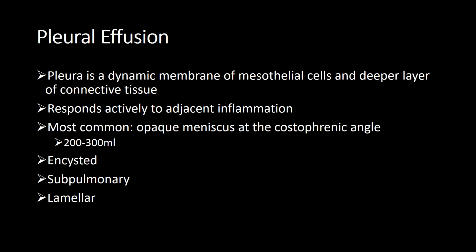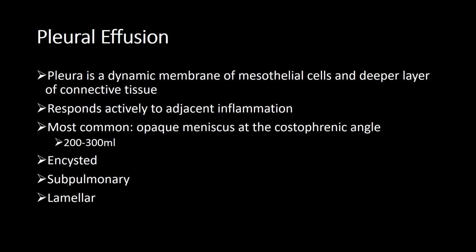Now there are several very different appearances of pleural effusions. The most common one that we see is this opaque meniscus at the costophrenic angle. However, it takes 200 to 300 millilitres before we can actually see this effacement of the sharp recess between the diaphragm and the ribs. If the effusion is really large, then the entire hemithorax may be opaque and the heart may be pushed towards the normal side.